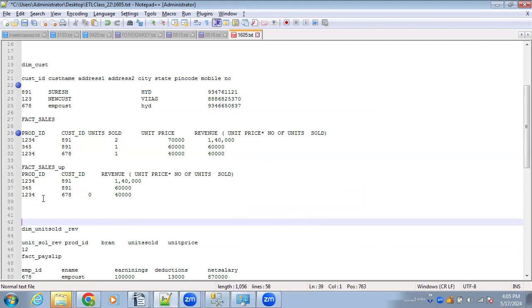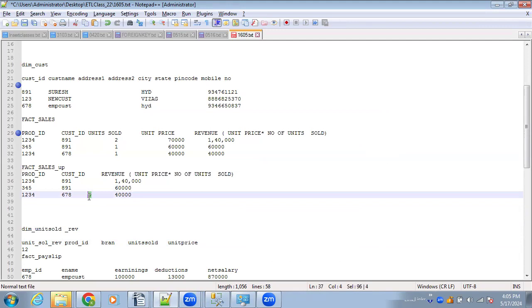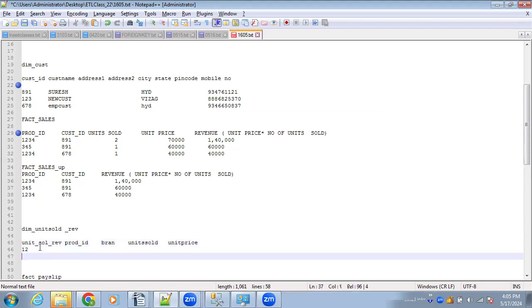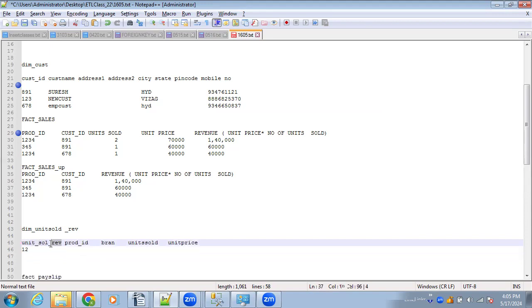So this is a degenerative dimension, a dimension table that is derived from the fact table, because the fact table is getting more only. So what I do is create one more dimension table which stores even these numeric values also. Okay. Unit sold, the product ID, unit price of each product. Okay. Unit sold revision key ID.